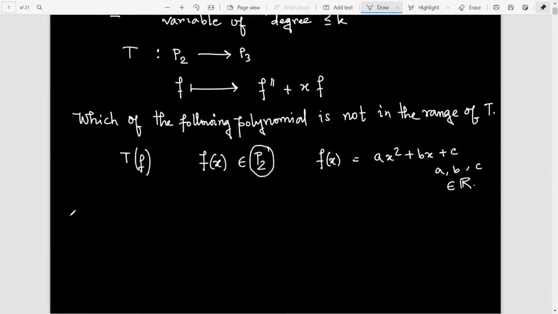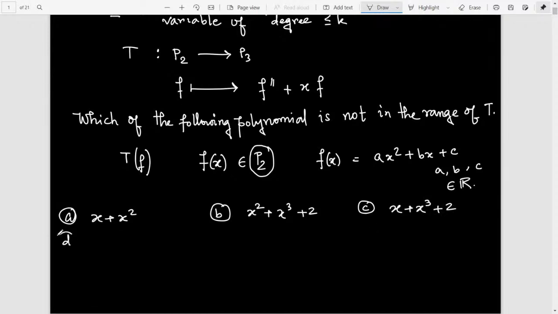So the options are like these. The first is x plus x square. Secondly is x square plus x cube plus 2. Thirdly, it's x plus x cube plus 2. And lastly, it is x plus 1. Now, there are ways that you can actually do it. So what are some of the ways that you can try to solve it?